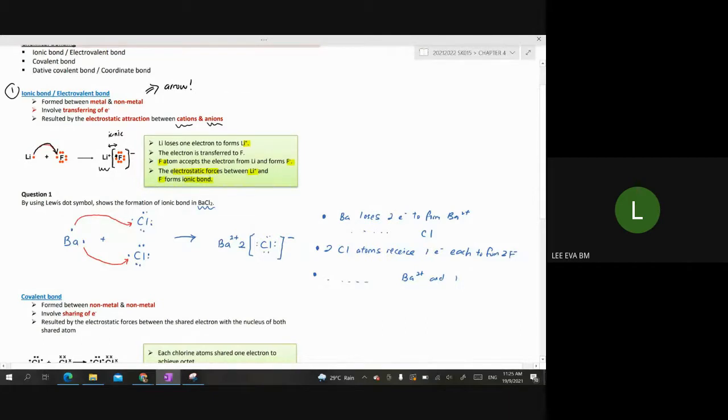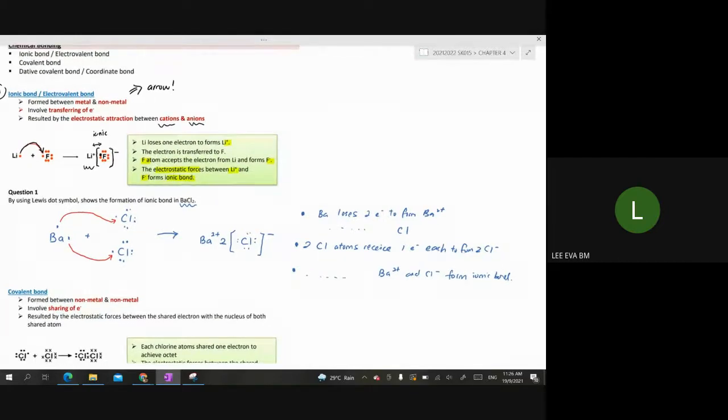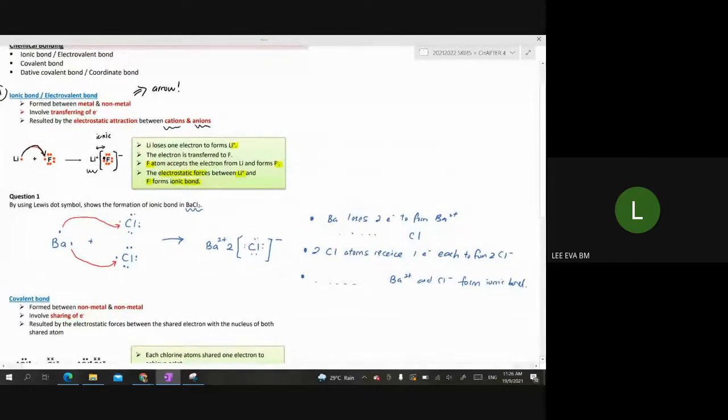Cl minus kenapa jadi F minus pula? Okay, 2 Cl minus, yeah. So between Cl minus form ionic bond. Okay, so you can refer to the explanation up there. Just changing what is the atom, what is the ion between them. All right, any questions until this part?